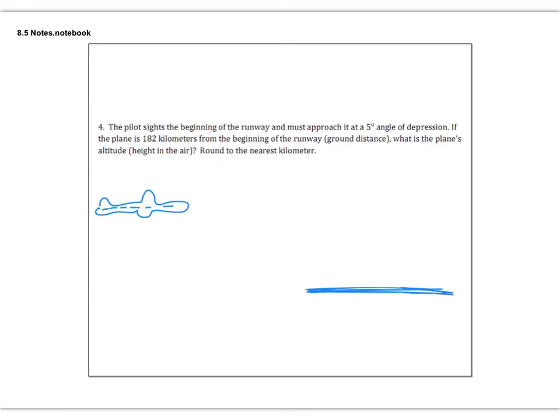This is not going to be drawn to scale, but that's okay. From the pilot's line of sight down to the beginning of the runway is 5 degrees. Definitely not drawn to scale. If the plane is 182 kilometers from the beginning of the runway, ground distance. Now this is the tricky part. From here to here is the 182 kilometers. So what I usually do is drop down a vertical line there, so you can see directly below the plane from this spot to this spot where the runway starts. It is 182 kilometers, and we want to find the plane's altitude right there. How high off the ground is that plane?